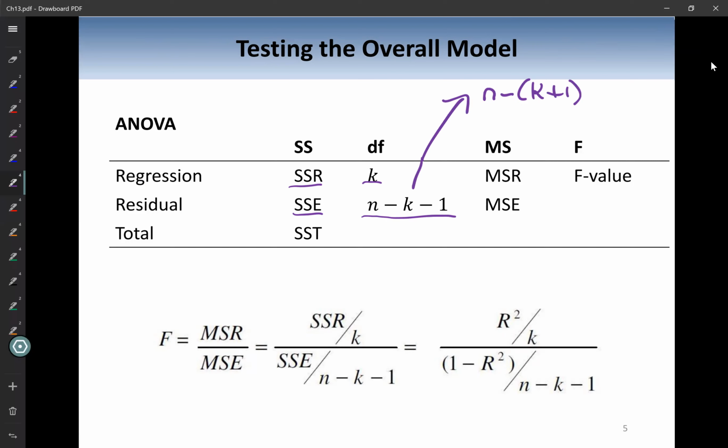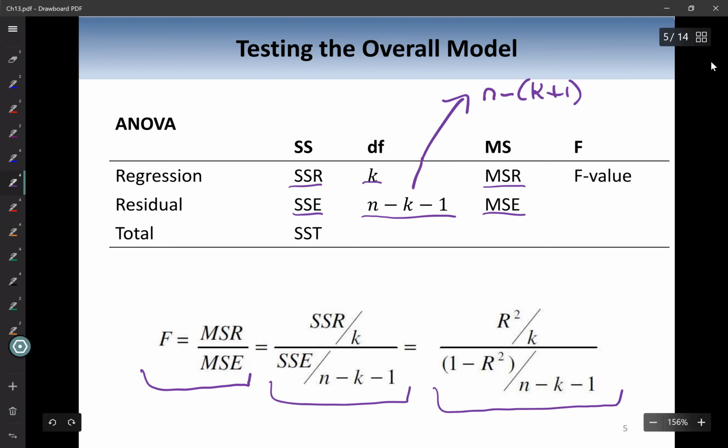And then when you take SSR divided by k, you get the mean square for the regression. And if you take SSE and divide by the degrees of freedom, you get the mean square error. When you take the mean square of regression divided by the mean square error, as written here, you get the F value. The F value can also be written like that, like we just mentioned. And it can also be written in terms of R squared and the degrees of freedom. And then of course we have our total sum of squares.